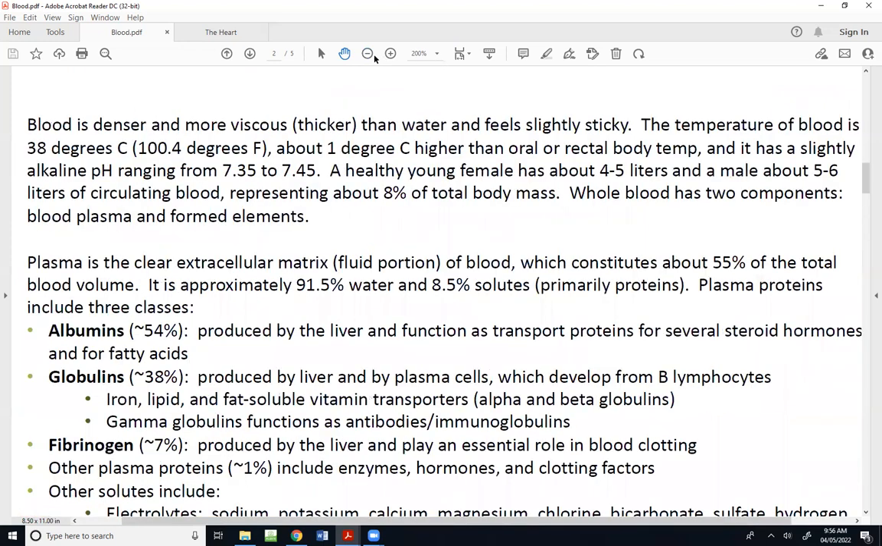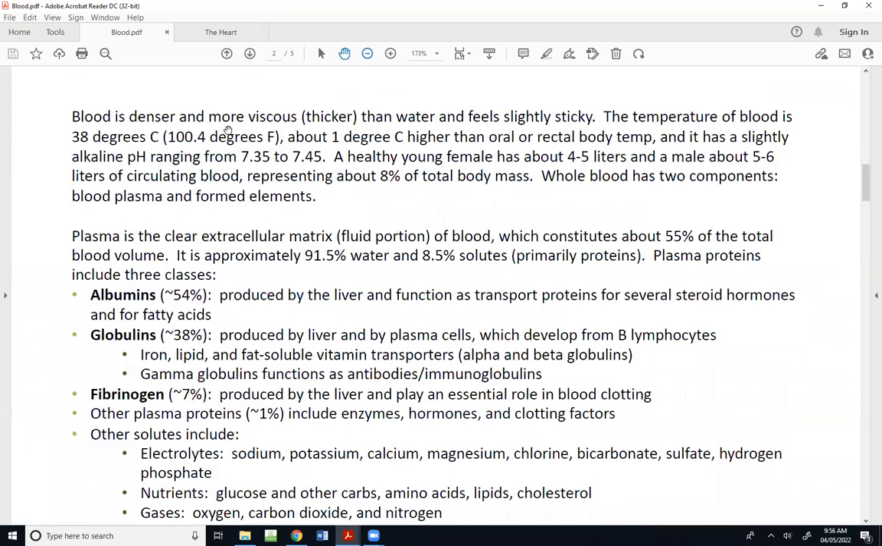All right, as a whole, we can describe our blood as being denser and more viscous, or a little bit thicker. That's what the word or phrase more viscous means. A little thicker than water, has a slight sticky feel to it. Temperature is about 38 degrees Celsius or 100.4 degrees Fahrenheit, which is about a degree C higher than oral or rectal body temperature. Has a slight alkaline or basic pH. Right around 7.4 is what we like to see it at. So somewhere between 7.35 and 7.45 is where we like it to be.